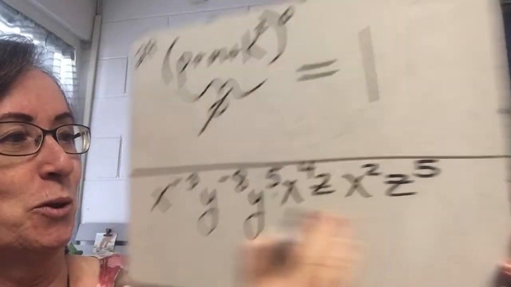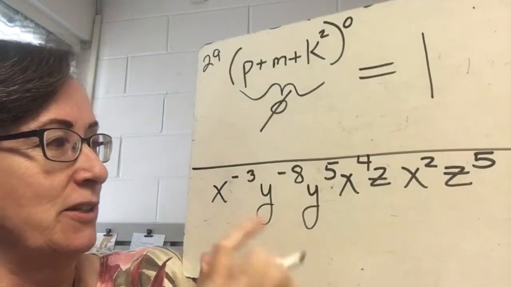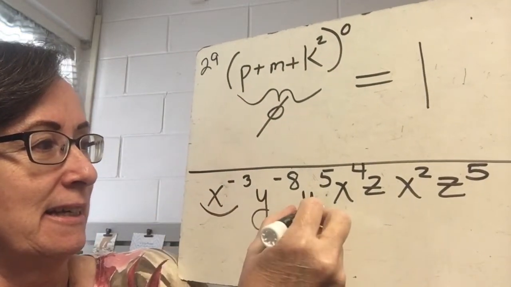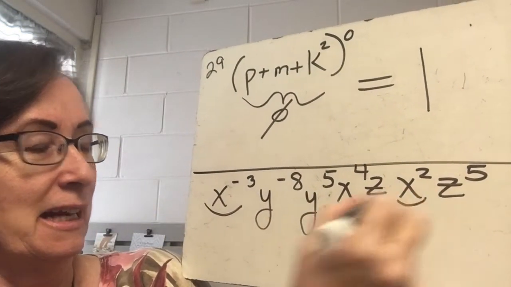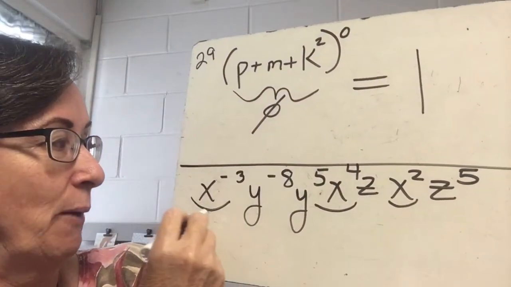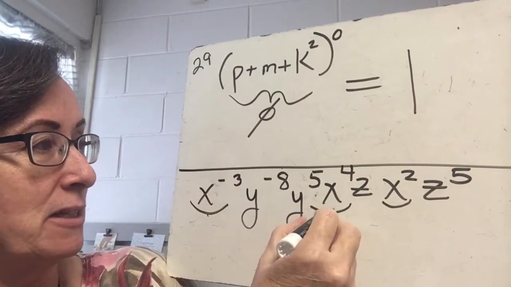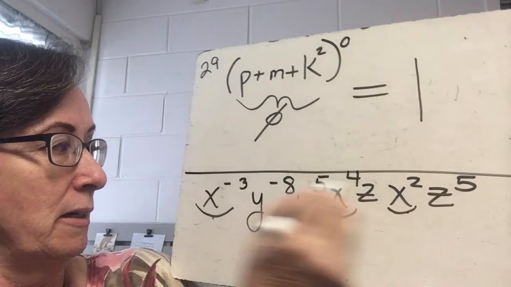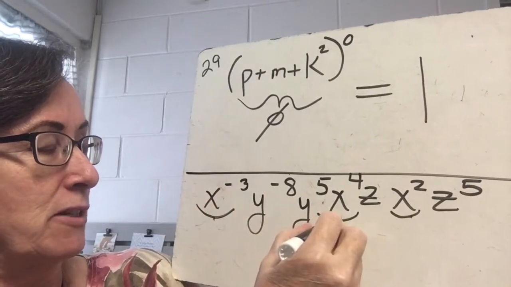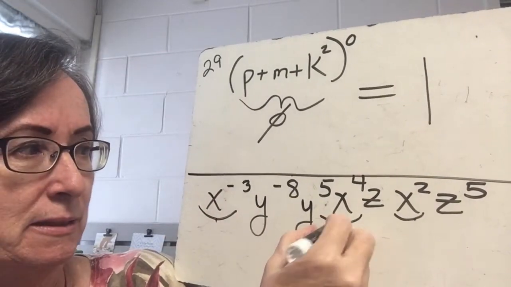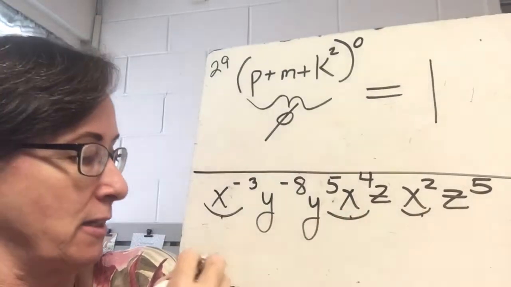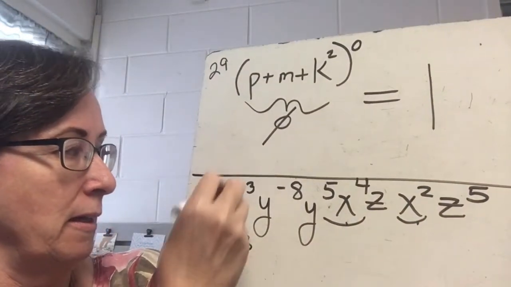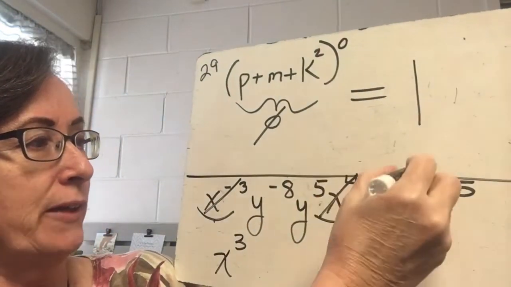And then we have, oh my goodness, such a long one. So we've got x's, and let's put them together first. So x to the -3 times x to the 4 times x squared. X to the -3 times x to the 4 is x to the 1 times x squared is x cubed. So now we took care of all the x's.